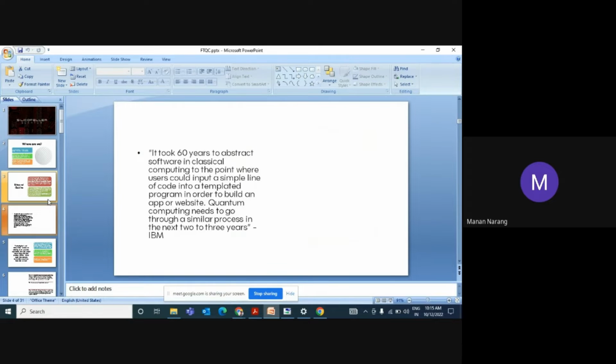It took 60 years for classical computers to reach where they are right now. All the development that has happened in the past 60 years, quantum computers will need to go through in the next 2 to 3 years. That's a quote by Jay Gambetta, the IBM president, describing the state of development happening. It is the most powerful technology in the history of mankind, and it is progressing at a rate so fast that people aren't even getting to know that it exists, and it is evolving at such a high rate.